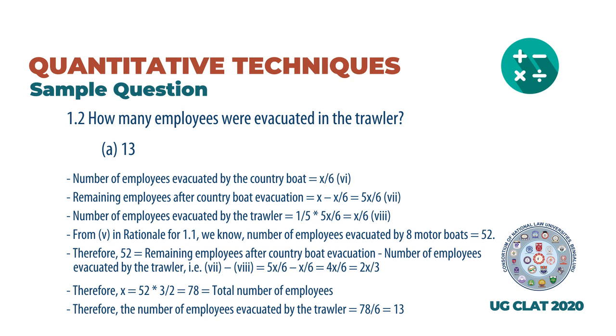Therefore, X is equal to 52 multiplied by 3 divided by 2, which is equal to 78, which is the total number of employees. Therefore, the final result, that is, the number of employees evacuated by the trawler, is equal to 78 divided by 6, which is 13.